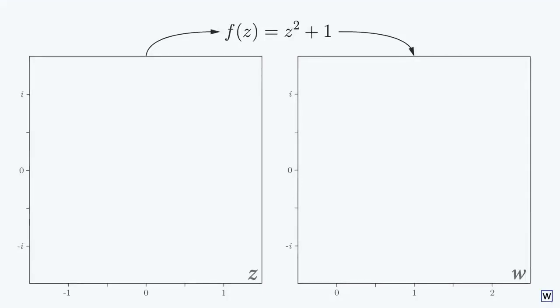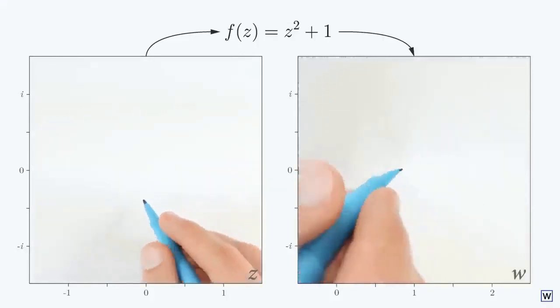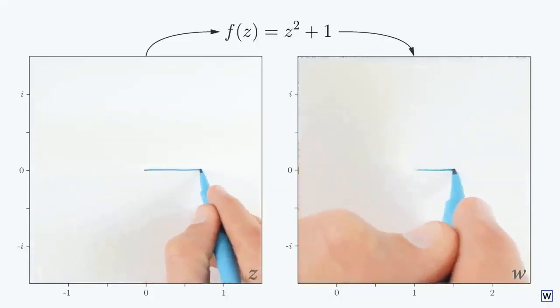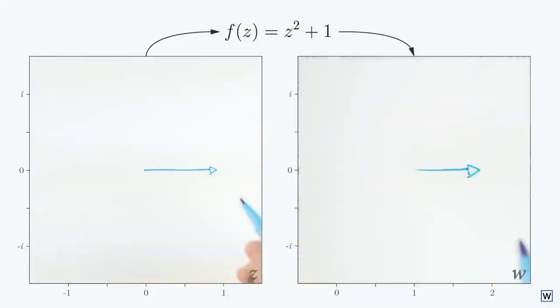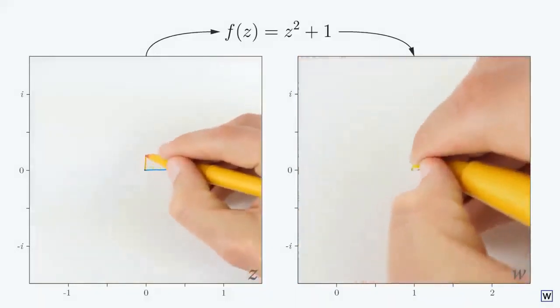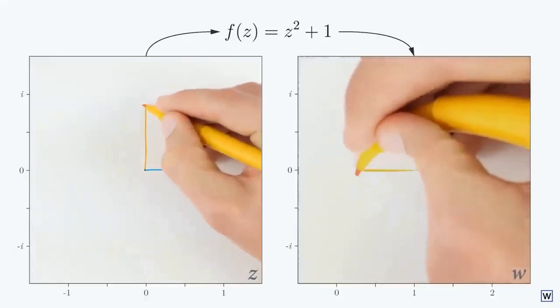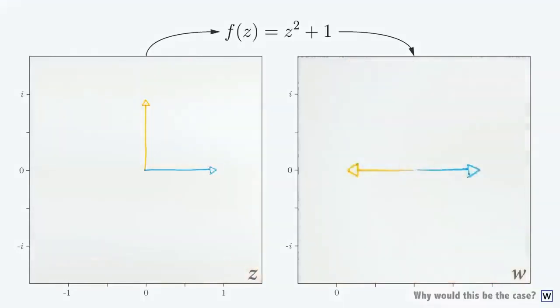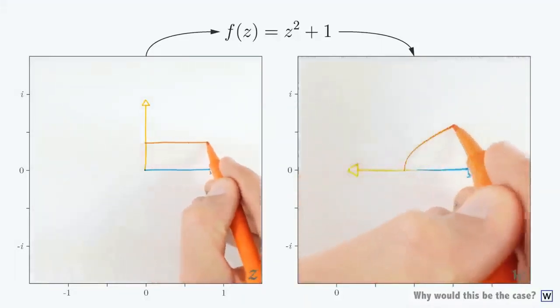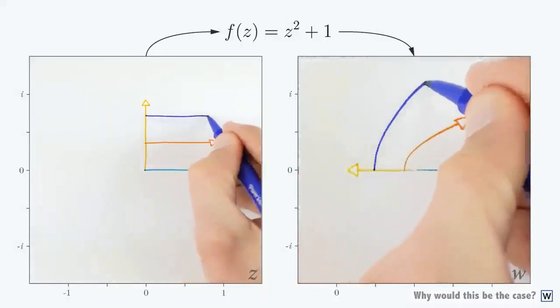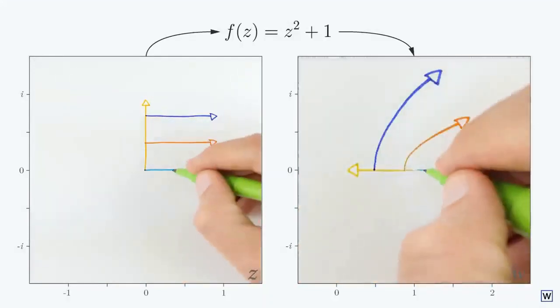Alright, ready? Let's start by drawing some simple lines. A horizontal line along the positive x-axis turns out to be something pretty similar in our output space. But what about a line along the positive imaginary axis? This line appears to have been rotated. As we add more lines, we begin to see a pattern. Our family of straight lines is turned into a family of curved lines.